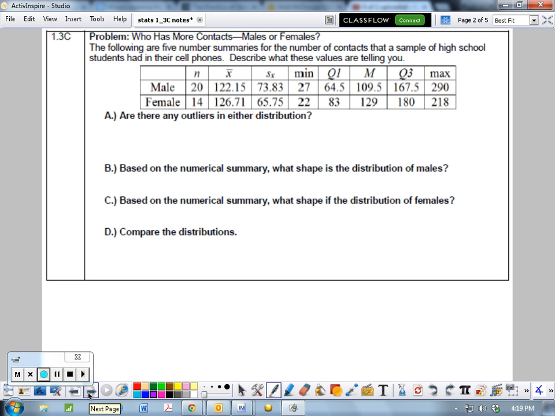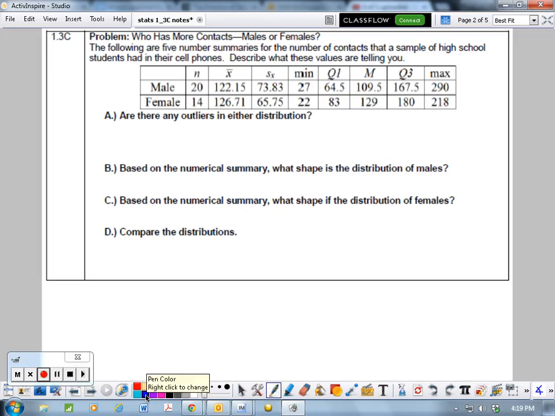Okay, so we have a sample problem. The following are 5 number summaries for the number of contacts that a sample of high school students had in their cell phone. Describe what these values are telling you. So the first thing we're going to want to look at is, are there any outliers? So I'm going to grab my calculator and determine if there are any outliers for the number of contacts in the phones. I'm going to start with males.